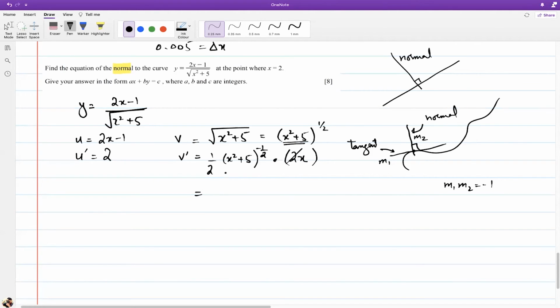I will get this 2 cancels with this 2. I get x over (x squared plus 5) to the power plus half. Now, instead of writing plus half, I can simply write the square root function, and that way I am able to get this is my v prime. अच्छा, अब इसको याद करने के हमारे पास दो तरीके हैं.